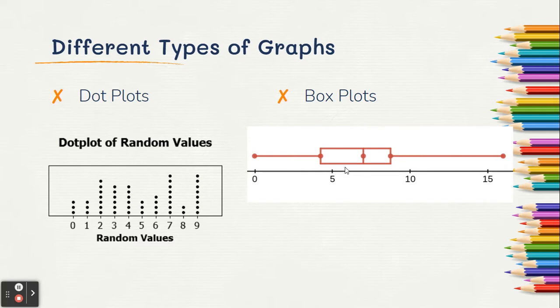And then our last one, the most complicated one, is box plots. We usually call them a box and whisker plot because there's a box and then two whiskers coming off of it. And we'll go over more in depth about what each of those spots means.